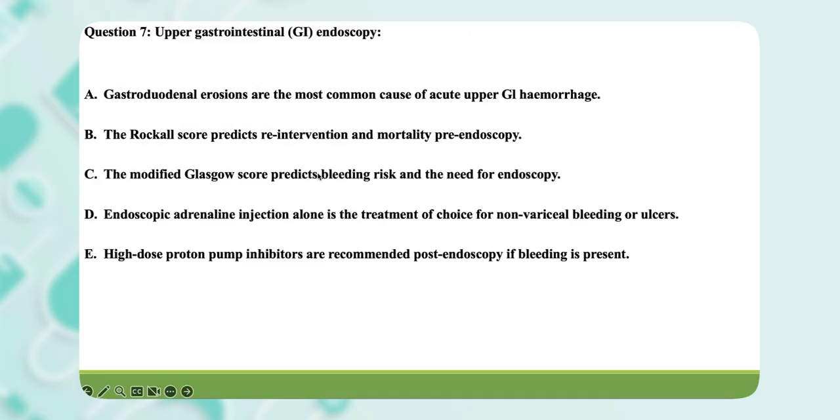Okay. So upper GI bleeding again, regarding the endoscopy: gastroduodenal erosion are the most common cause of acute upper GI bleed. The Rockall score predicts re-intervention and mortality pre-endoscopy. The modified Glasgow score predicts the bleeding risks and need for endoscopy. Endoscopic adrenaline injection alone is the treatment of choice of non-variceal bleeding ulcer. High dose proton pump inhibitor is recommended post endoscopy if bleeding is present.